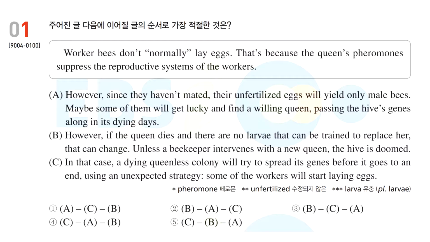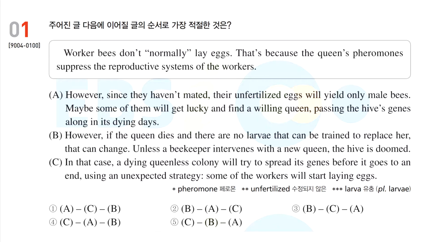Exercise 1. Worker bees don't normally lay eggs. That's because the queen's pheromones suppress the reproductive system of the workers. However, if the queen dies and there are no larvae that can be trained to replace her, that can change. Unless a beekeeper intervenes with a new queen, the hive is doomed.